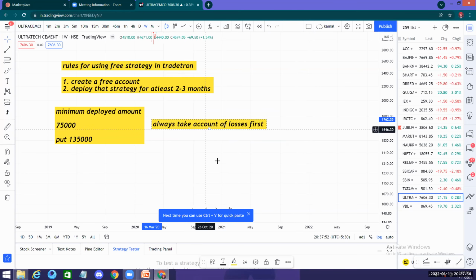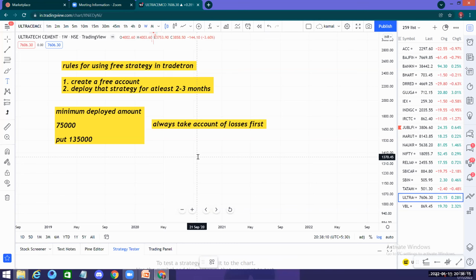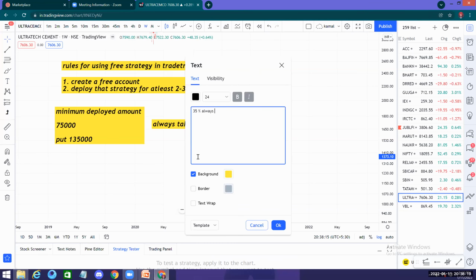Like my partner had this thing. He started in October, had a big drawdown, and he stopped it. So always take account of losses first. Let's say the maximum drawdown is 30,000. You always put an extra 30,000 rupees into it. About 35% is always kept as a buffer. You won't need it, but always keep it as a buffer.